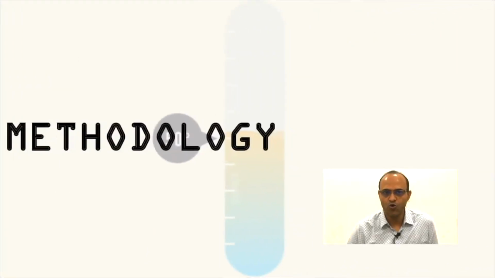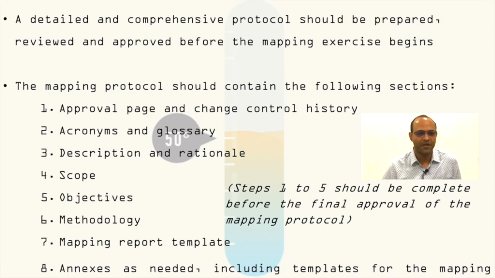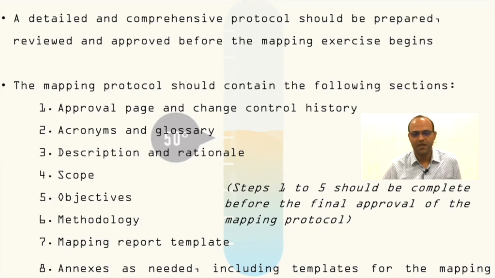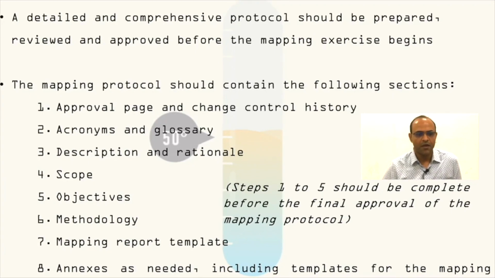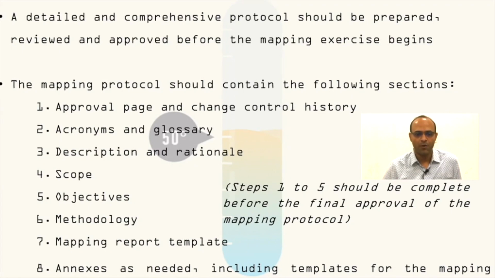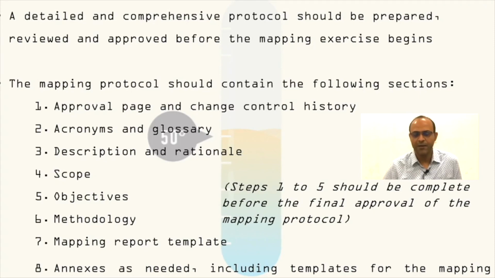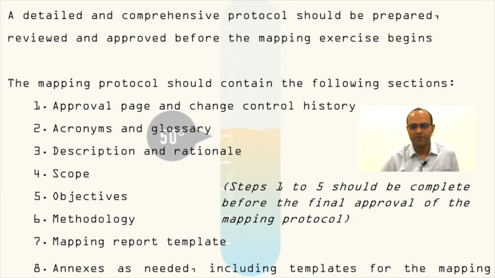Now let us discuss how to do this temperature mapping through methodology. A detailed and comprehensive protocol should be prepared, reviewed and approved before the mapping exercise. The mapping protocol should have the following sections: approval page and change control history, acronyms and glossary, description and rationale, scope, objective, methodology, mapping report templates, and annexes as needed. Steps 1 to 5 should be completed before the final approval of the mapping protocol.